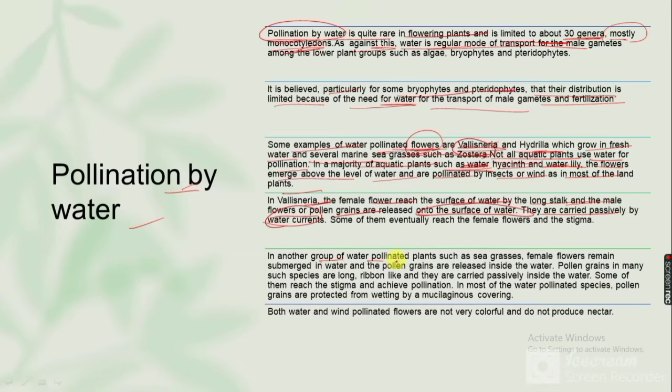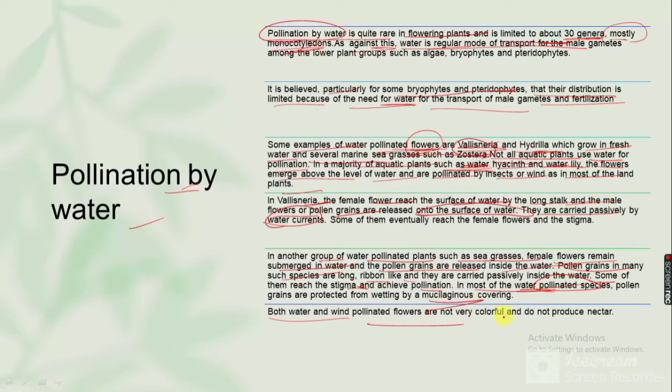In another group of water pollinated plants, such as seagrasses, female flowers remain submerged in water and the pollen grains are released inside the water. Pollen grains in many such species are long, ribbon like, so they can be easily carried away by water. Some of them reach the stigma and achieve pollination, and some may lose their viability. In most of the water pollinated species, the pollen grains are covered by a protective layer known as mucilaginous covering, so they don't become wet.